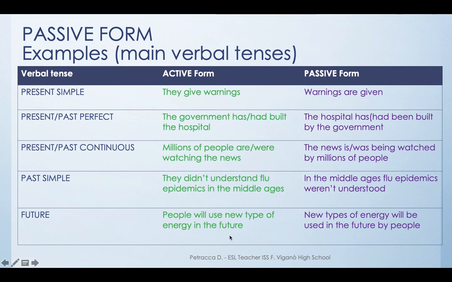Future, active form, people will use a new type of energy in the future. Passive, new types of energy will be used in the future by people.